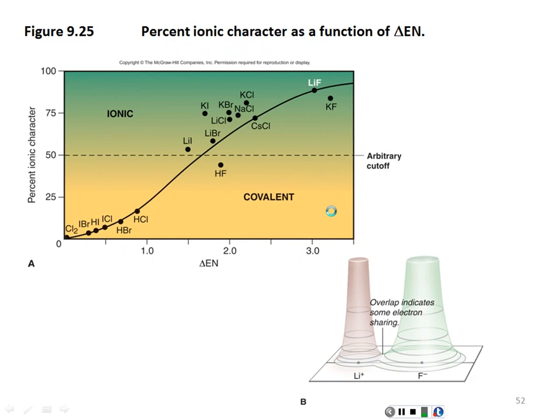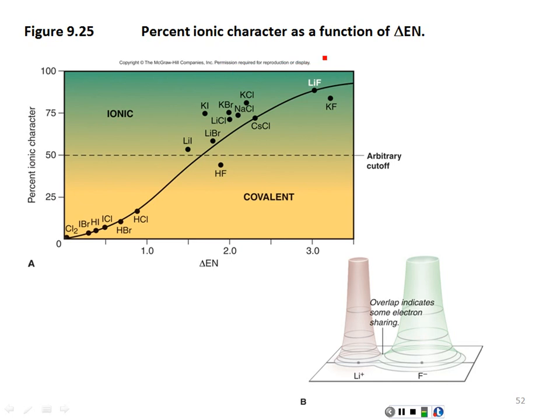Figure 9.25 shows the percent ionic character as a function of the difference in electronegativity. Not much really surprising here. A compound like chlorine, for example, has a delta En of 0. Its percent ionic character is 0. It's not ionic at all. But when we have a metal and a non-metal bound up here, we see that the delta En is much higher, and the percent ionic character of those bonds is, again, much higher.